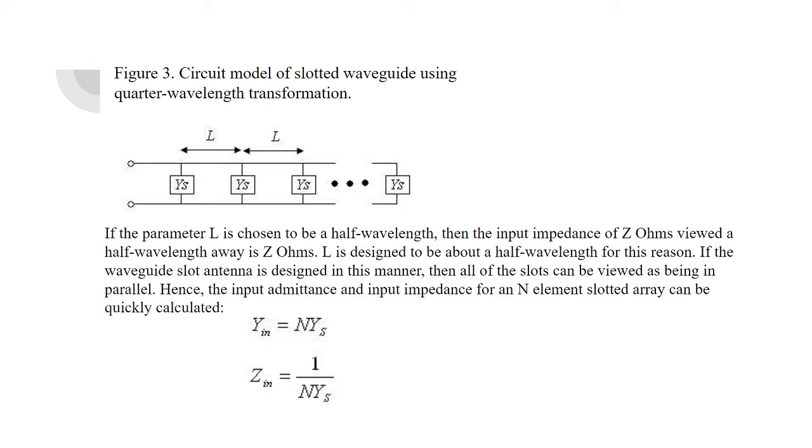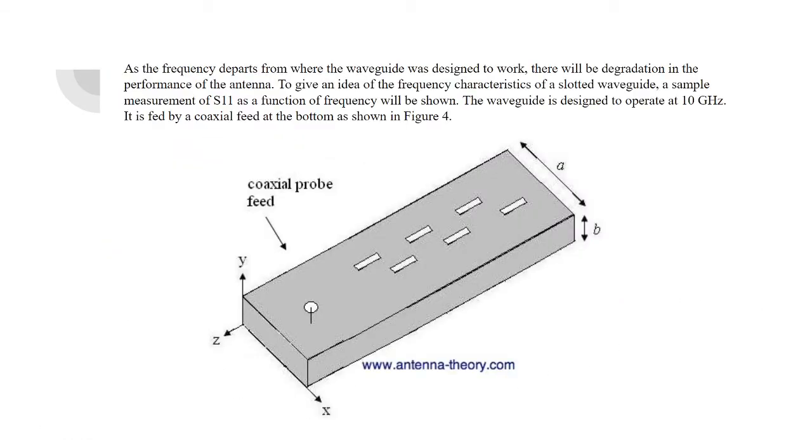So if the parameter L is chosen to be a half wavelength, then the input impedance Z ohms viewed a half wavelength away is Z ohms. L is defined to be about a half wavelength. For this reason, if the waveguide slot antenna is designed in this manner, then all of the slots can be treated as being in parallel. Hence, the input impedance for an N element slotted array can be quickly calculated as this. So the input impedance of the waveguide is a function of the slot impedance.